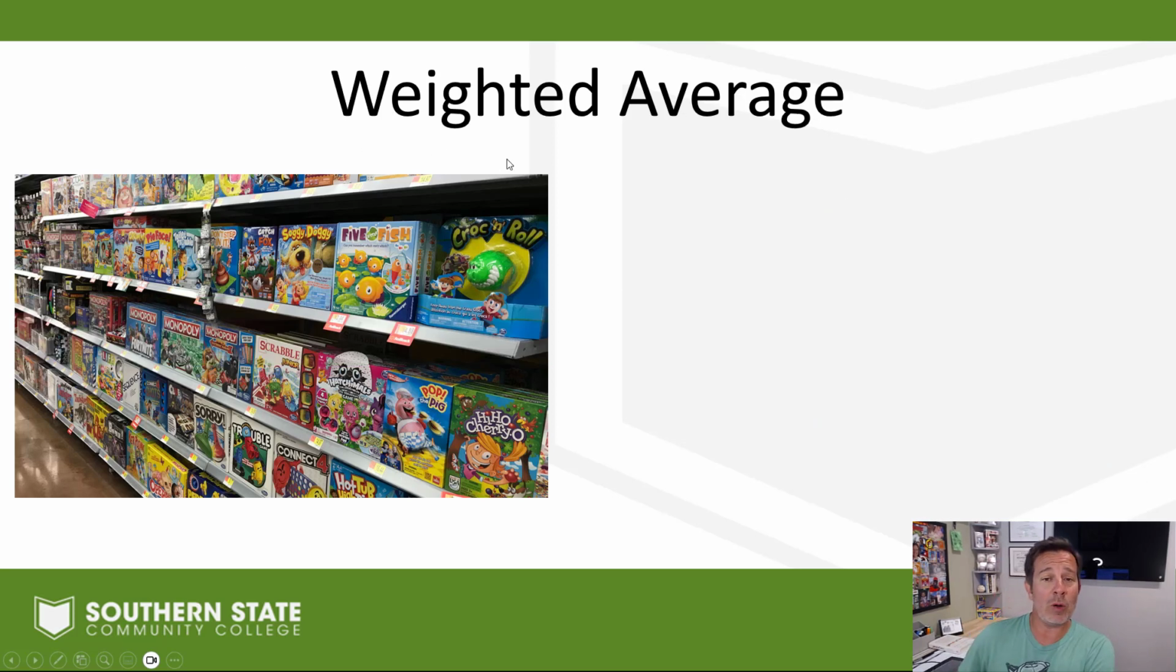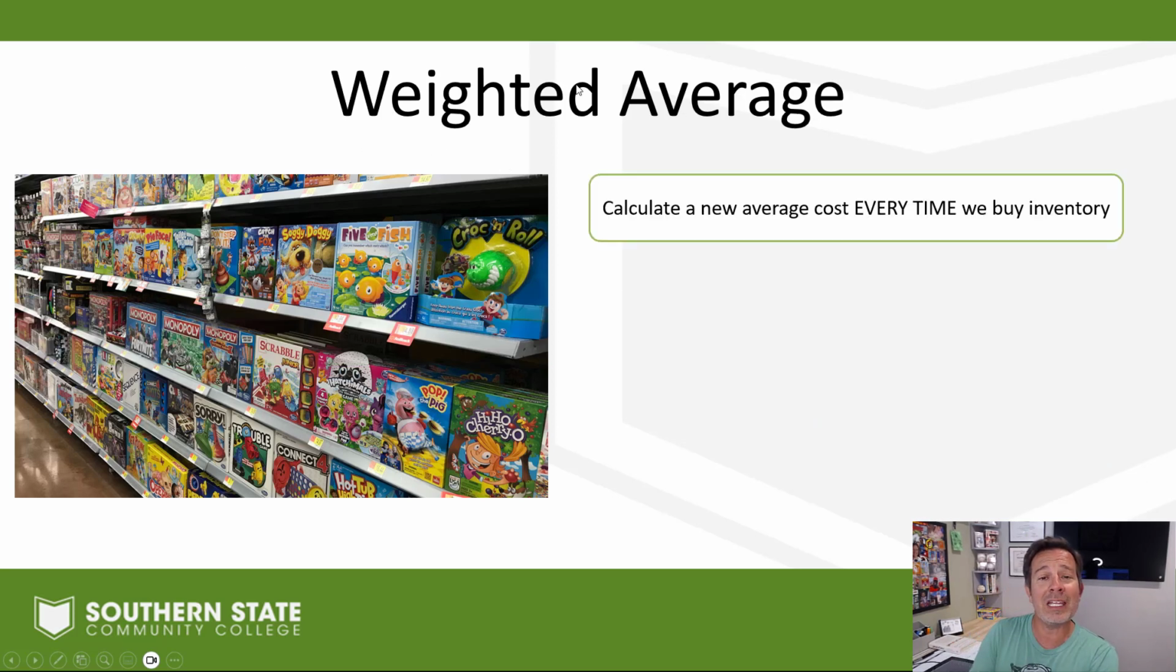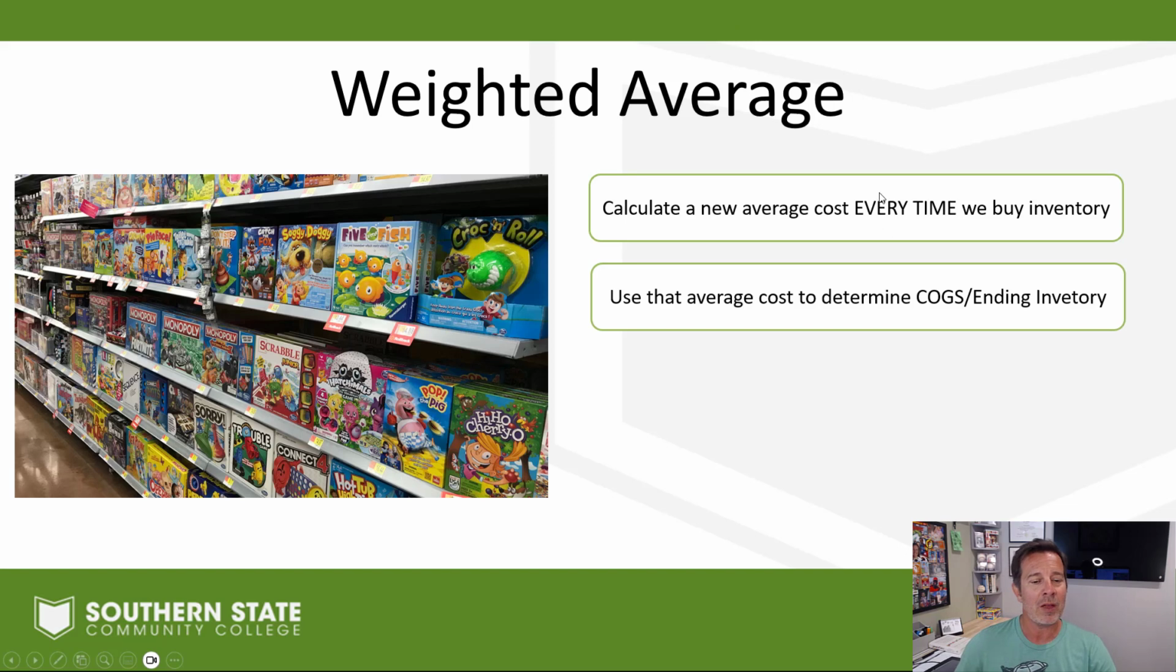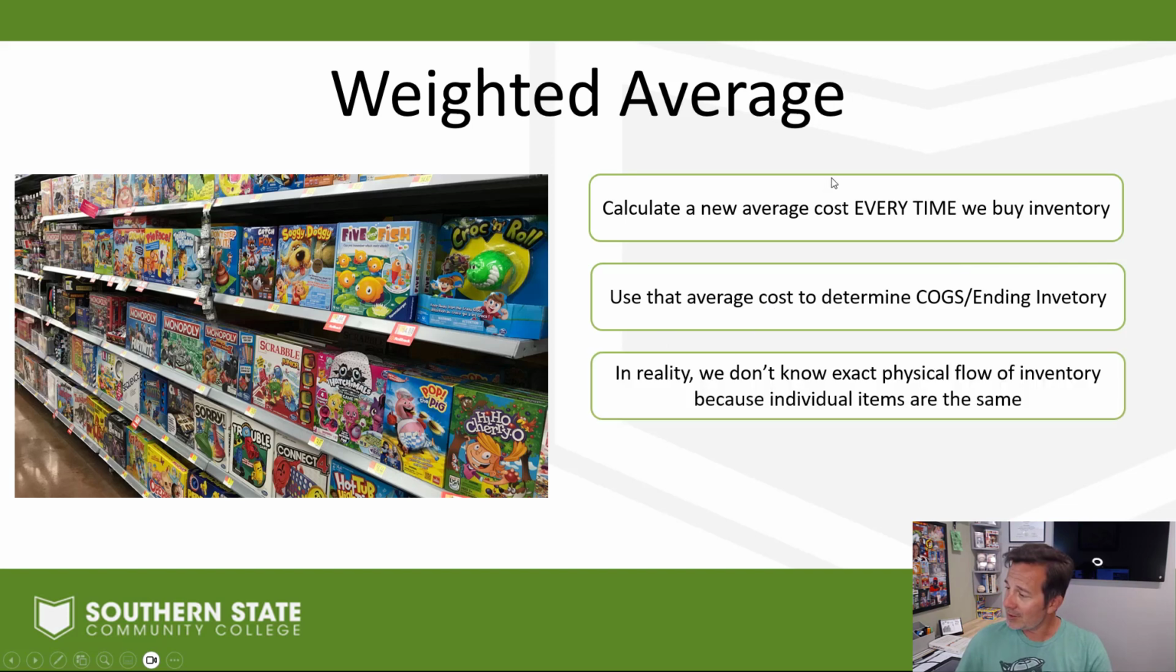Weighted average is what we're focusing on today. We're going to calculate a brand new average every time we buy inventory, so there's a little bit more math involved here. We're going to use it to determine cost of goods sold and ending inventory when we calculate a new average amount. And once again, we know in reality we don't know the physical flow of inventory, so we're just making some accounting assumptions to make that estimation process easier.